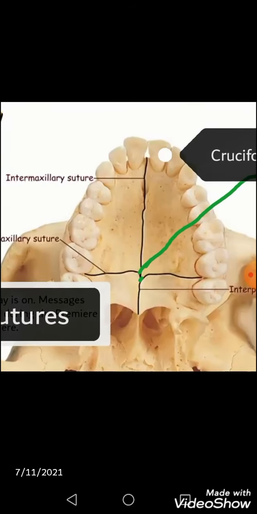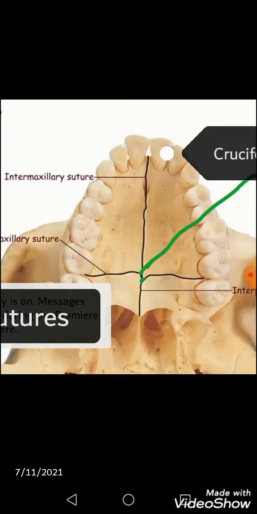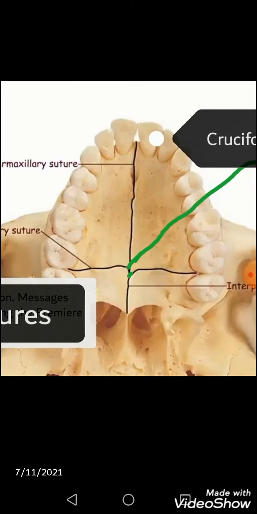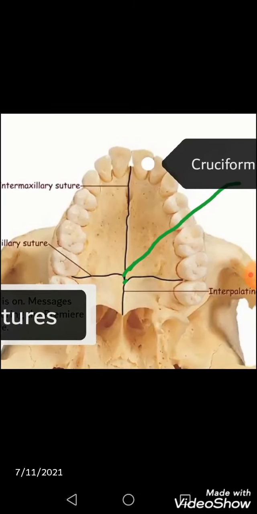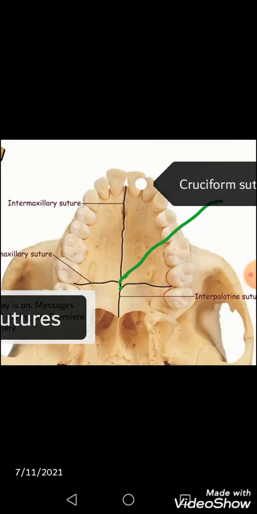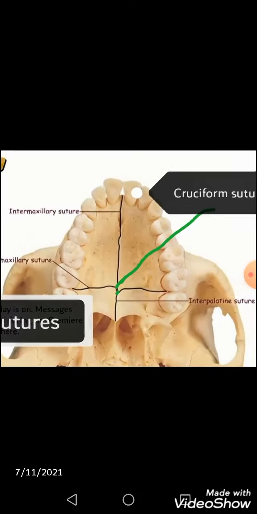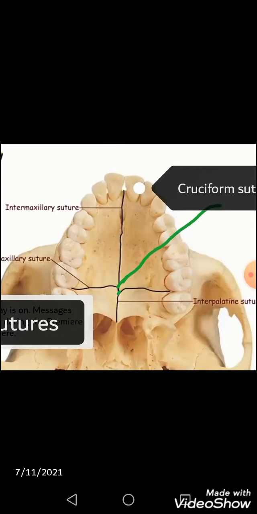It is formed by the palatine process of the maxilla bone, and they make a suture called the intermaxillary suture. Now you can concentrate that there lie the horizontal plates of the palatine bone, forming a suture called the interpalatine suture. Now these both articulate to form a cruciform suture and lie between the palato-maxillary bones, right?